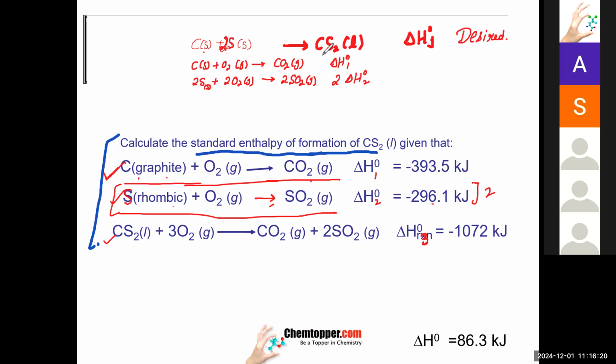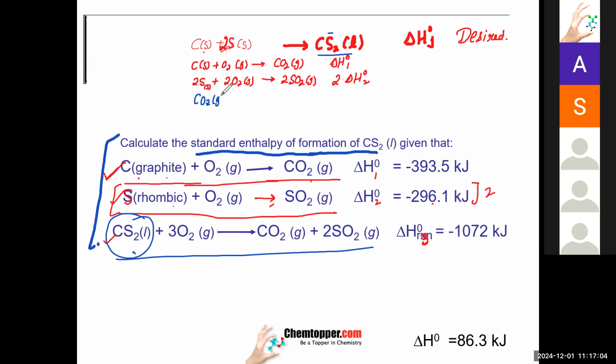Then I have to see my CS2 liquid. Which equation is giving me CS2 liquid? This one. Shall I take it as such? Or should I flip it? Because I want CS2 liquid on the product side. And here it is on the reactant side, you can see. So what should I do, Arnav? To get it on the right side, I'm going to, yes, Arnav. Keshav, Sarthak, we should flip the equation. Very good, Arnav. Excellent. So flip the equation.